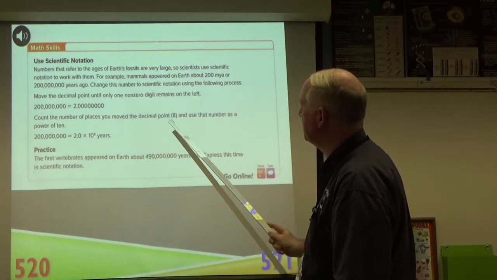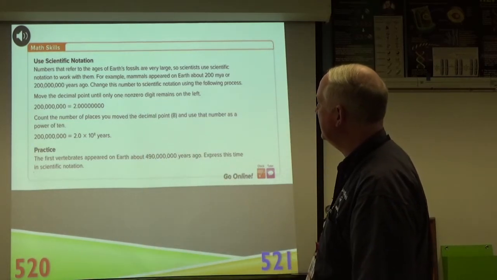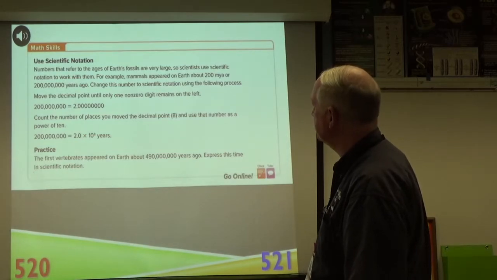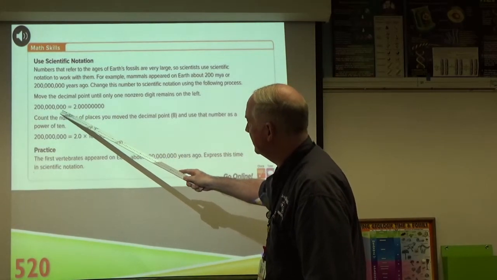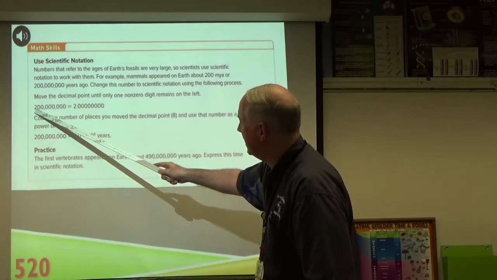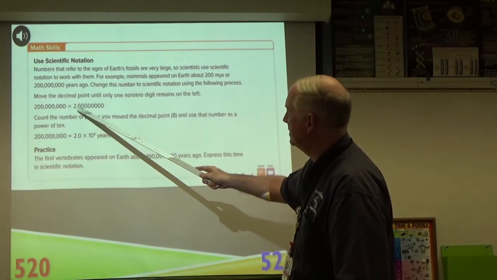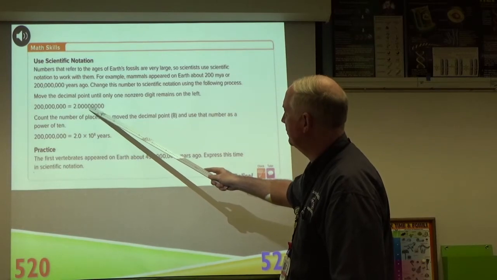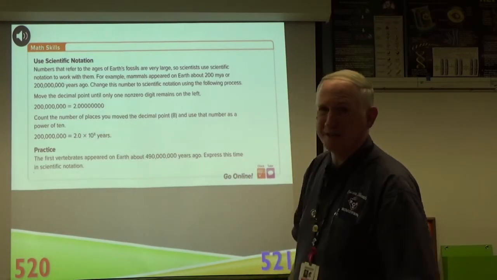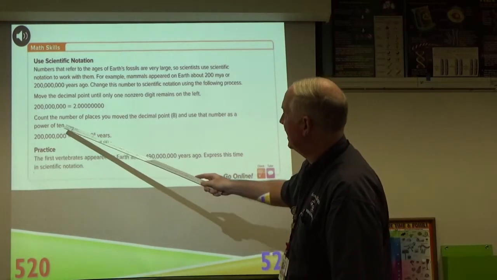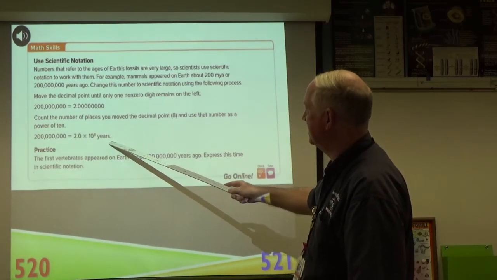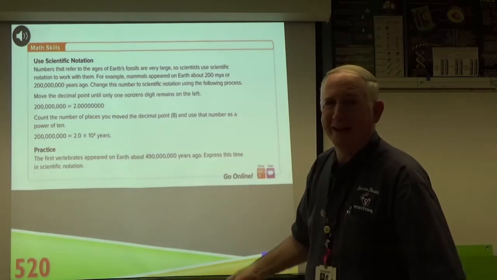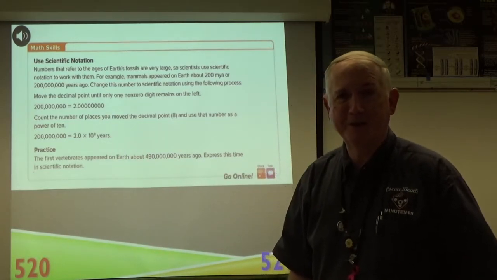So move the decimal point until only one non-zero digit remains to the left. So we took the decimal from here, we moved it all the way over there, and we have 2.0 followed by seven zeros. And so you just change it to 2.0 times 10 to the 8th years. That's how you do scientific notation.